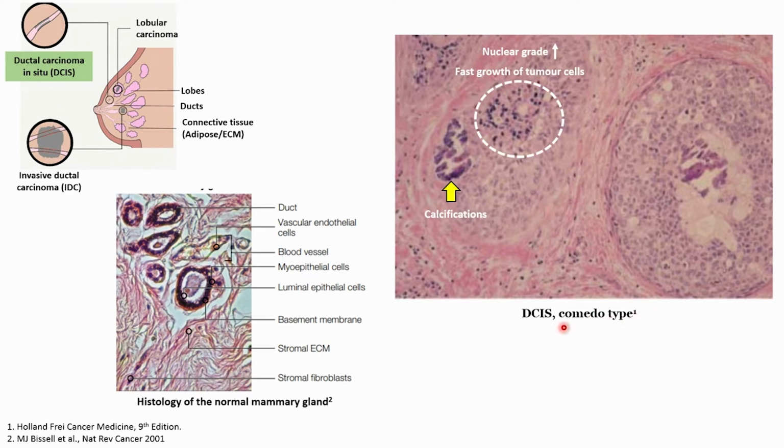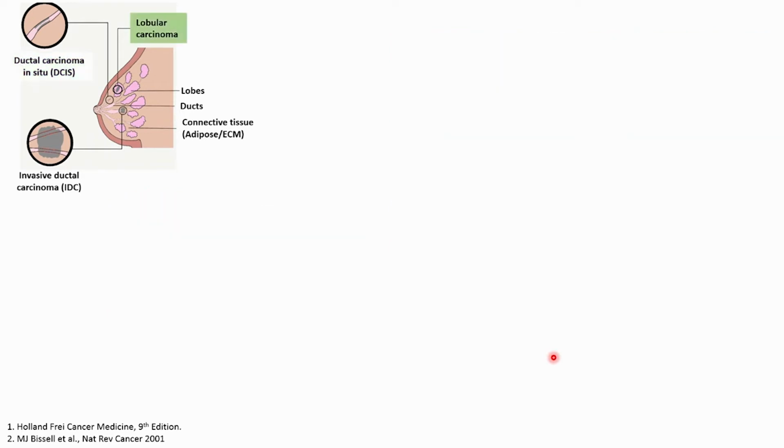This type of ductal carcinoma in situ is still within the ducts and is not yet spreading outside them. So, this is DCIS, and this type of pathology is known as comedo type. There are a lot of other types of DCIS which you can refer to in other books, but we can go to the other part, that is the lobular carcinoma, which is present within the lobes where the milk is being generated.